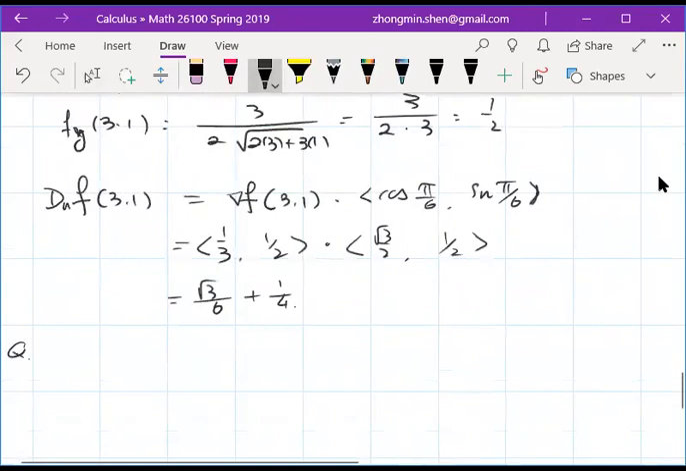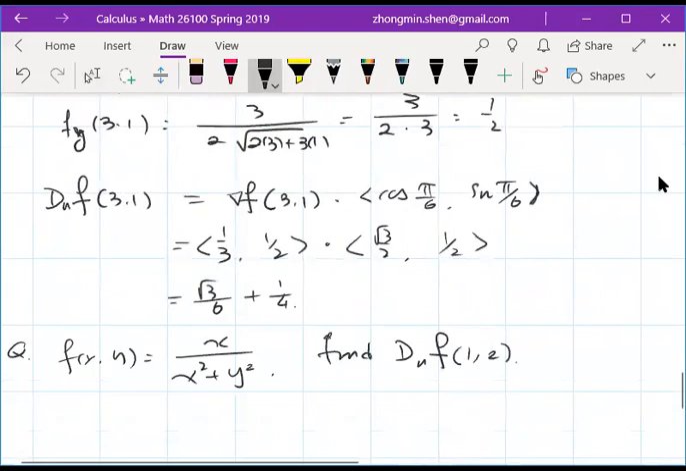Okay, let's look at the next one. We are given f of x, y, is x over x squared plus y squared. Find the directional derivative at 1, 3, and this direction v is going to be 3 and 5.